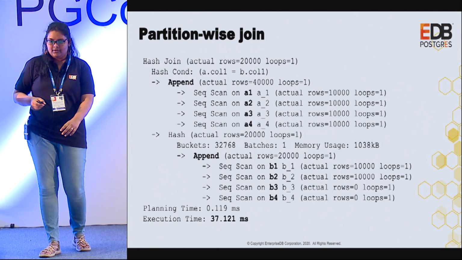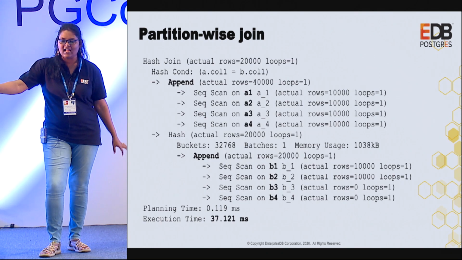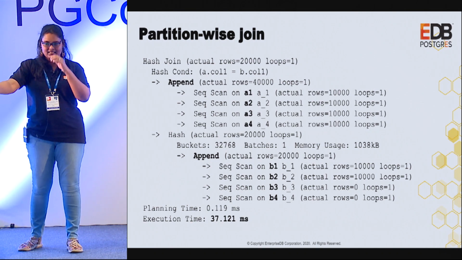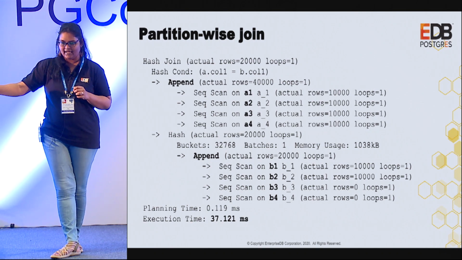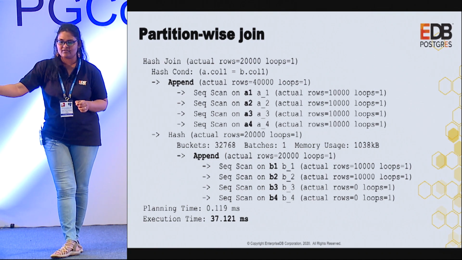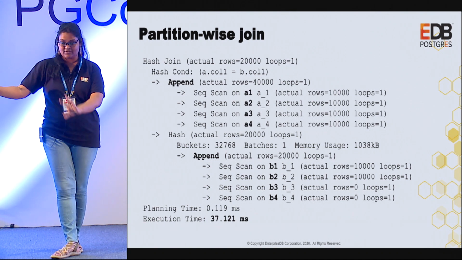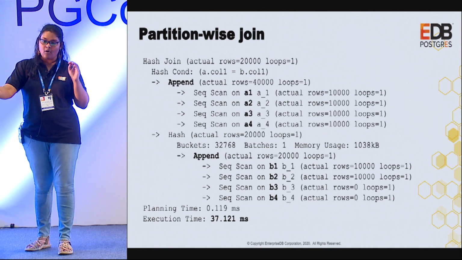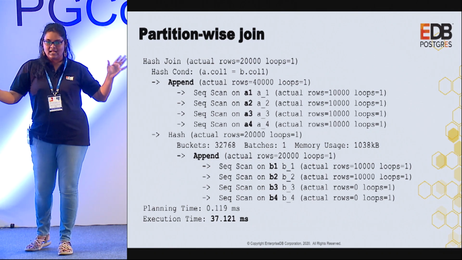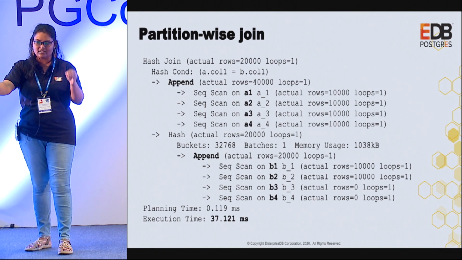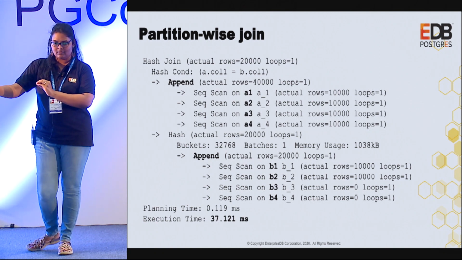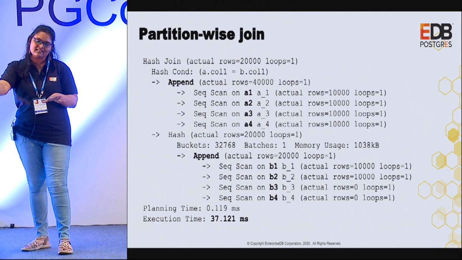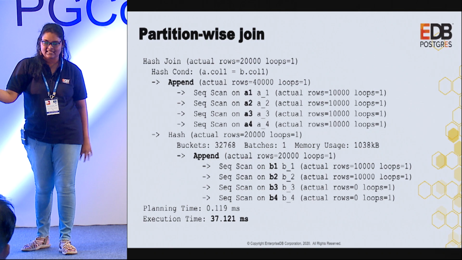Okay, so this is a case in which I have not enabled the setting. In this case, I have tried to join tables with 4,000 rows, 40,000 rows and 20,000 rows. It first scans all the partitions of the first table, and then it performs a hash join by joining all the rows of the second table. And this, in this case, took me about 37 milliseconds.